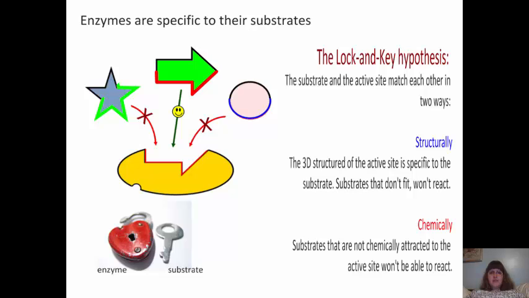So enzymes are specific to their substrates. This is what we've taught you in previous biology courses. There's the lock and key hypothesis, so that the substrate and the active site match each other in two ways. They must structurally match. The structure of the active site is specific to the substrate. If the structure or the shape does not fit, then they won't react. We've also talked about a chemical reaction. Substrates that are not chemically attracted to the active site won't be able to react. So if there's a positive or a negative charge that is not appropriately associated, then they won't react.